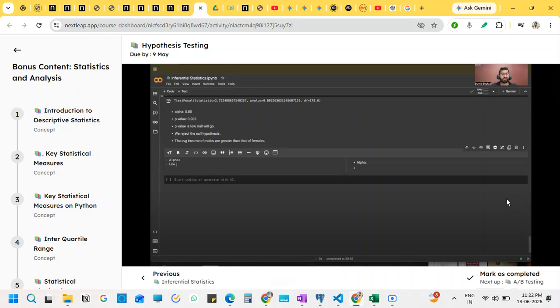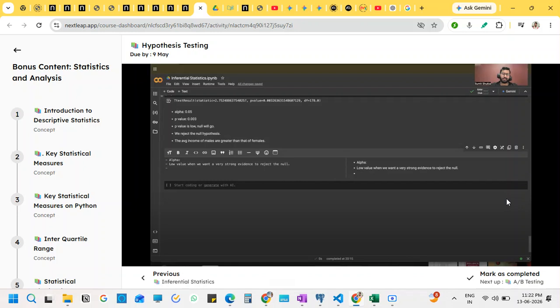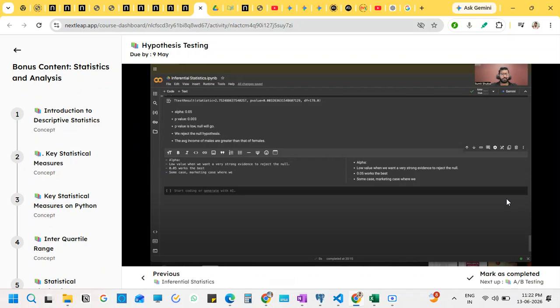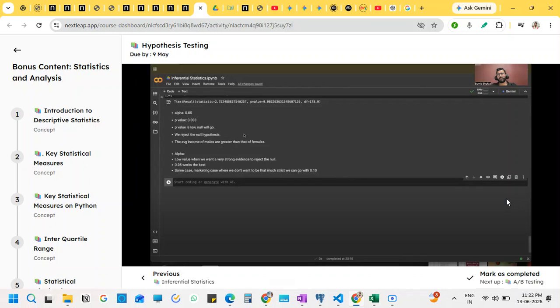So we keep it a low value when we want very strong evidence to reject the null, right? So you need very strong evidence to reject null, and that's when you are working on some medical cases. For most of the data analytics cases, 0.05 works the best. 0.05 is a very good value. In some cases, let's say marketing cases, where we don't want to be that strict, we can go with 0.10. So these are the alpha ranges that you can choose.